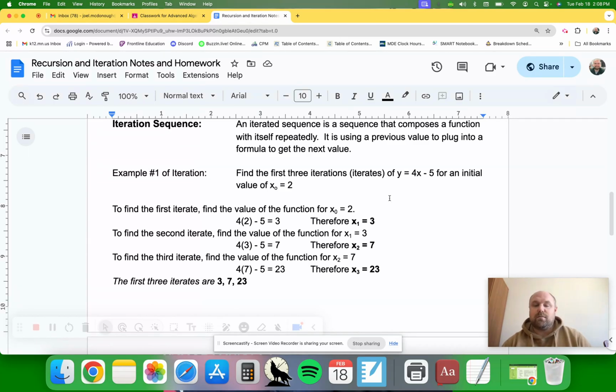So this is your first number. You plug in the number 2. 4 times 2 is 8. 8 minus 5 is 3. So now I have the number 3.